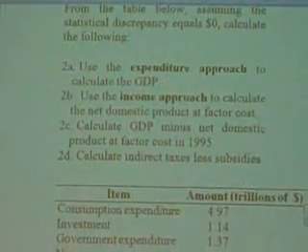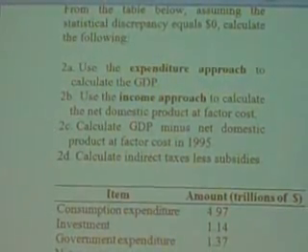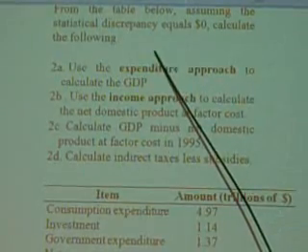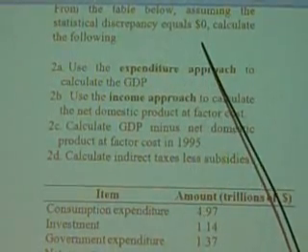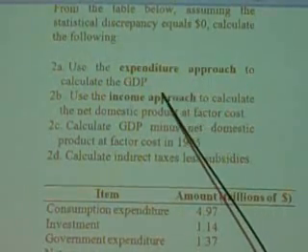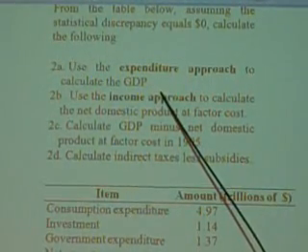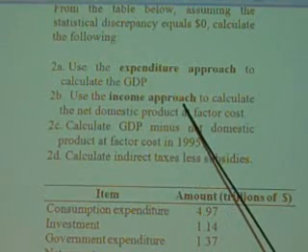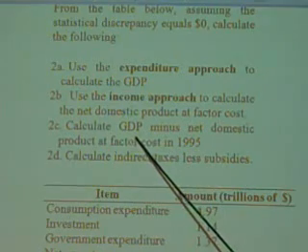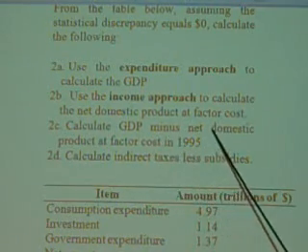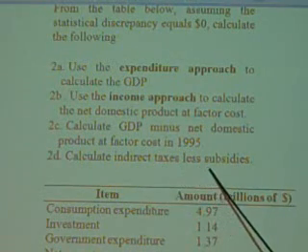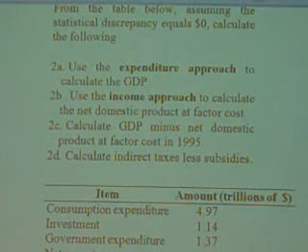There's a bit more complicated example. There's a table here, and the question asks, assuming that the statistical discrepancy equals 0, calculate the following. Number 1, use the expenditure approach to calculate the GDP. Number 2, use the income approach to calculate the net domestic product. Number 3, calculate GDP minus net domestic product at factor cost. Number 4, calculate the indirect taxes less subsidies.